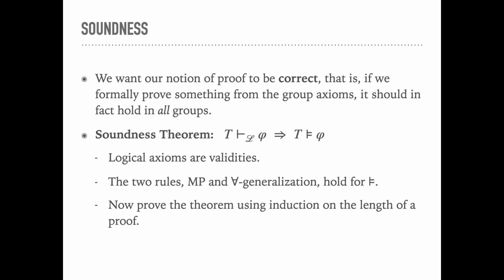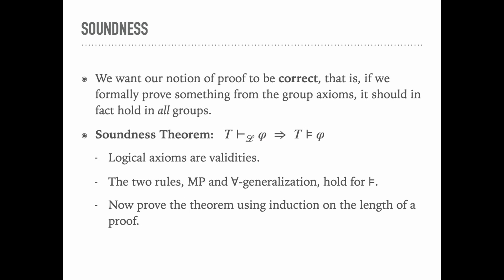Now that we have defined what a formal proof is, we of course want this notion of proof to be correct, right? Because the way we defined it is a purely syntactic affair. So if we prove something by way of a formal proof from, let's say, the group axioms, that fact should actually hold in all groups. And this property is usually referred to as soundness. So we want our proof system to be sound, and that's stated in the soundness theorem.